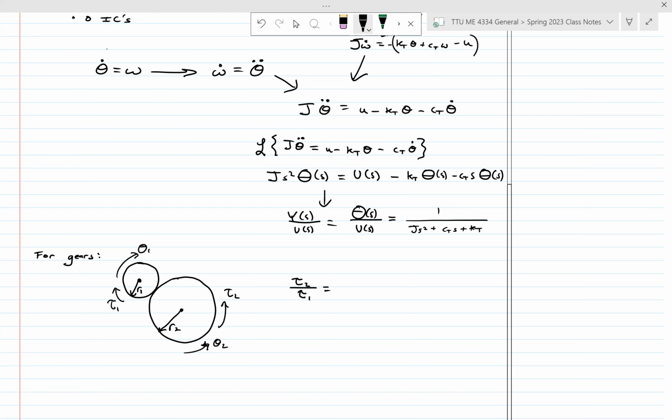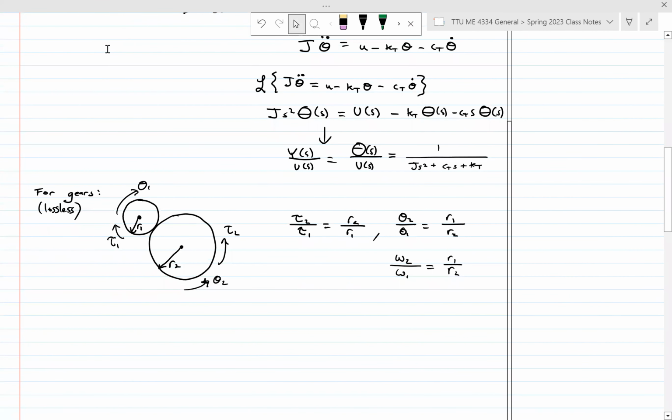Gears, I'm sure you guys all know these formulas already. Tau 2 over tau 1 has a static relationship, which is R2 over R1 in the lossless case. These are lossless gears with zero inertias to them. And then theta 2 over theta 1 is R1 over R2. And very similarly, omega 2 over omega 1 is R1 over R2, right? If we have time, we'll go through an example with a gear. If not, I'll post one online. But you guys should all be pretty familiar with these equations, right?